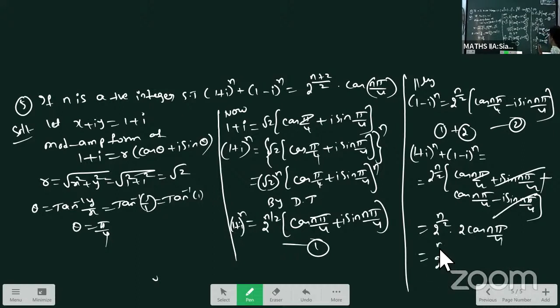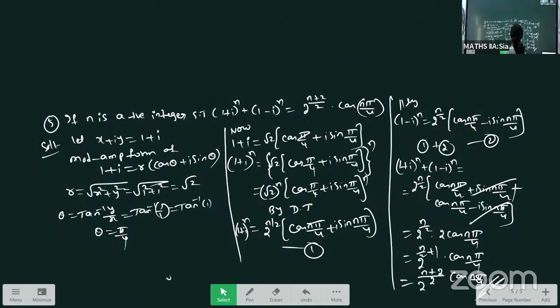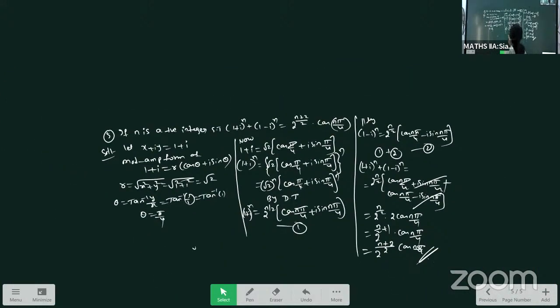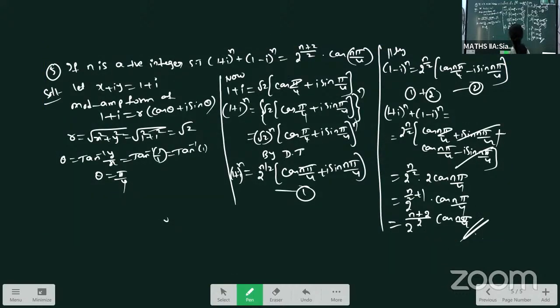So bases are the same, powers should be added. So 2 to the power n by 2 plus 1 into cos n pi by 4. But our answer is not like this. So here what he did is take LCM 2, it becomes n plus 2 cos n pi by 4. So that is how we have to find it.